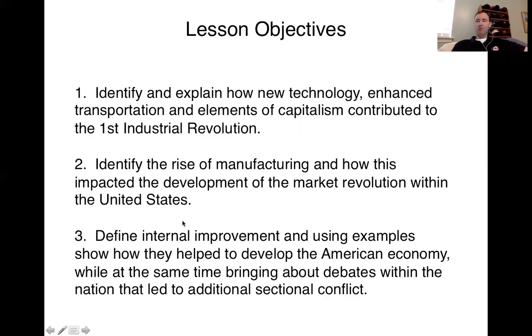And then thirdly, we want to be able to define the term internal improvements. A lot of you have heard, we have a road, we have a highway, a road that connects a road, a bypass or whatever. We have a railroad that goes smack dab through parts of Wake Forest, North Carolina, which is where I live. What does that do that helps the economy develop?